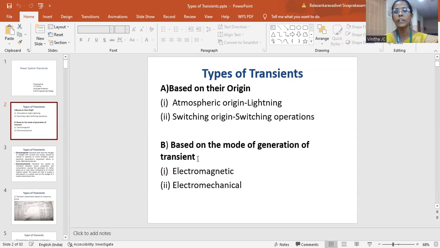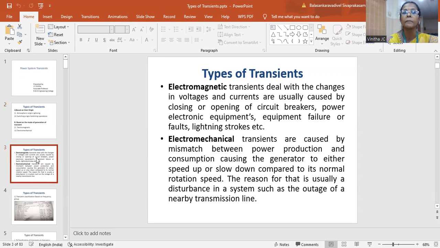This is the first classification, which depends upon the origin of the transients. The second classification is based on the mode of generation of transients. In this, the transients are classified into two types, electromagnetic transients and electromechanical transients. Let us see what is meant by electromagnetic transient and what is meant by electromechanical transient.